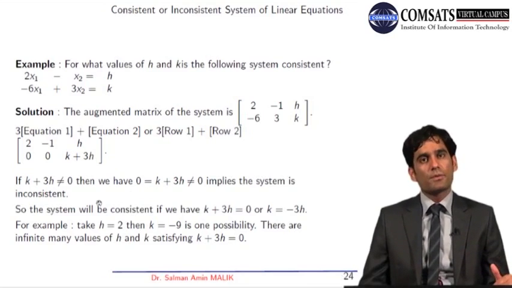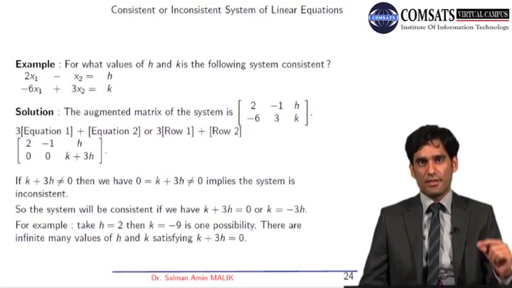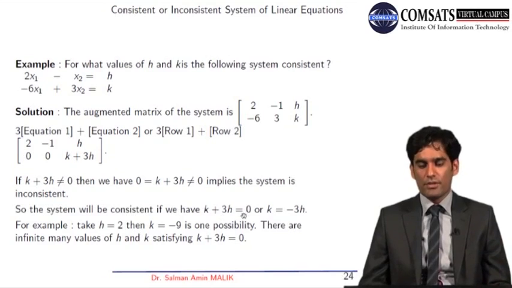In order to make the system of linear equations consistent, we should impose the condition on h and k such that k plus 3h equals 0, which gives us k equals minus 3h. For all the real numbers which satisfy this equation, k equals minus 3h, our system has a solution. For example, take h equals 2, then k equals minus 6. This is only one possibility. Then put these values of h and k here, try to solve this one, and your system will have a solution.